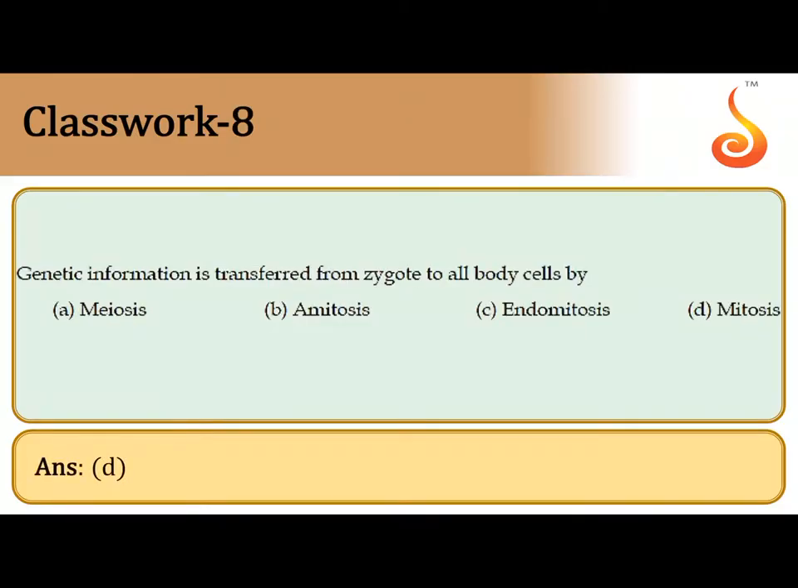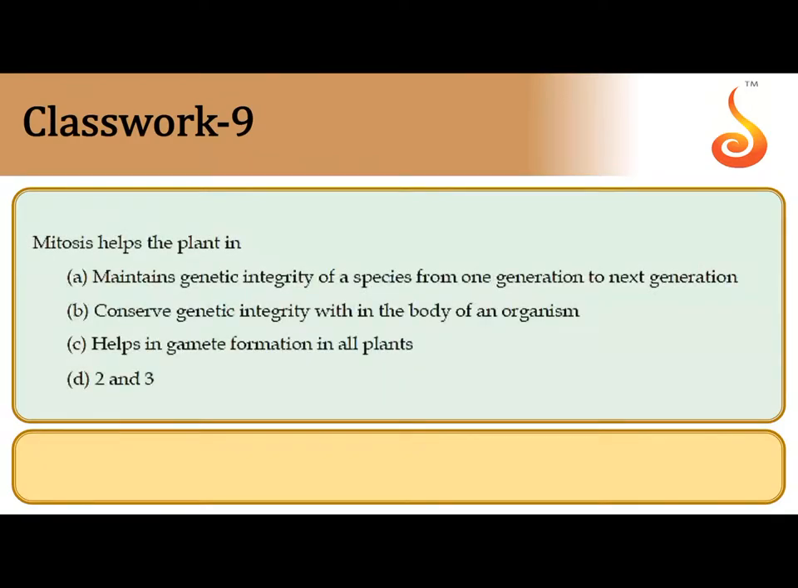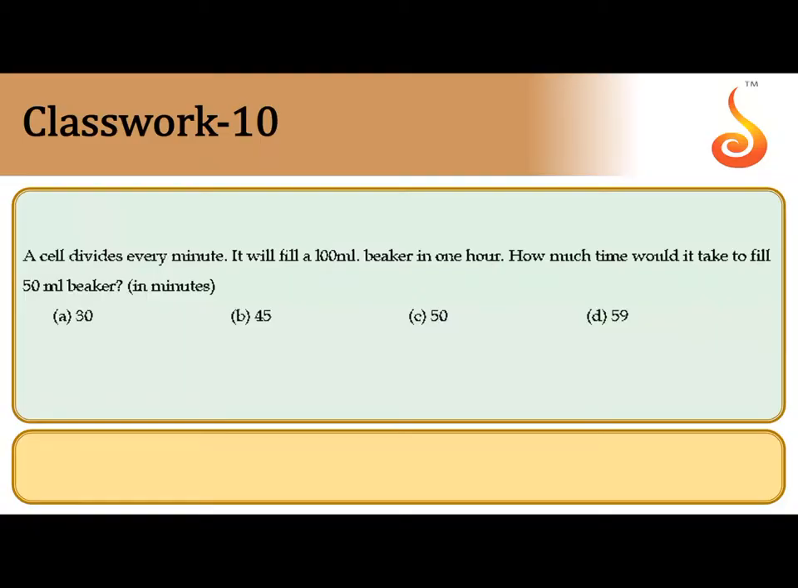Okay. Genetic information is transferred from the zygote to all the body cells by mitosis. So please remember that mitosis is what is involved in the transference of genetic material, because the zygote divides by cell division and it undergoes mitosis. Mitosis helps the plant in conserving the genetic integrity of the whole. It maintains the chromosome number. That's why we say it conserves the genetic integrity.